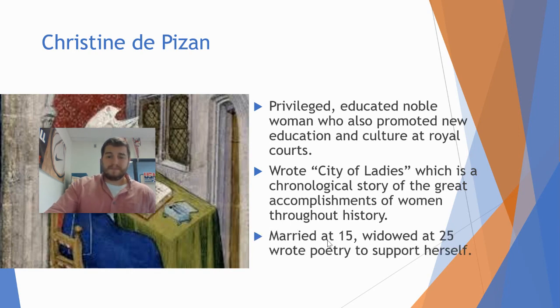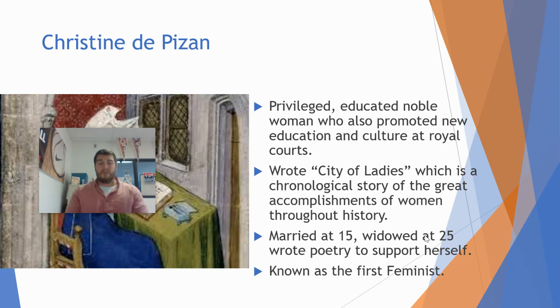She was married at the age of 15, as many people married younger back then, usually arranged marriages, especially for nobles. Her husband died when she was 25, and she continued to write poetry and books to support herself. So even though humanism applies mostly to wealthy male elites, you can see that's not the case in all instances. You have a woman who was able to write a very popular book about the great accomplishments of women, known as the first feminist, and who wrote poetry, not just for fun, but made money off it to support herself.